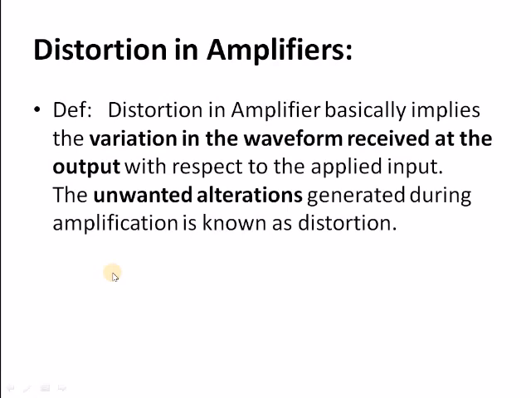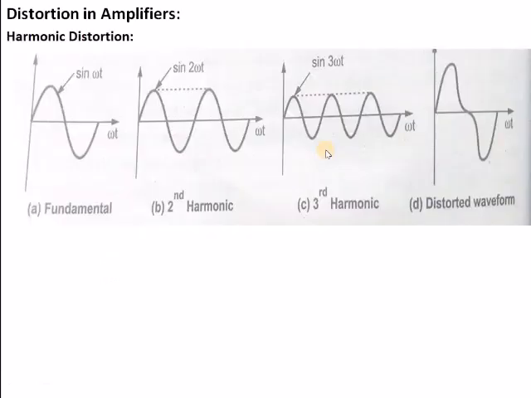In this class we are going to discuss distortion and its causes, and how to calculate the distortion in amplifiers. Let us move to our topic, harmonic distortion. The input signal applied to an amplifier is alternating in nature. The basic features of any alternating signal are amplitude, frequency, and phase. So, if there is any change in the output signal, that is definitely called distortion.